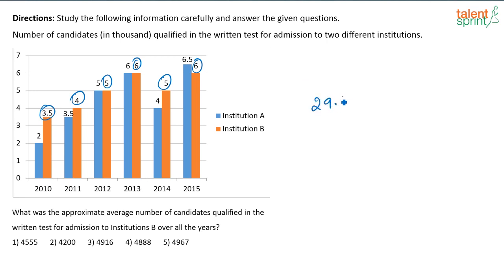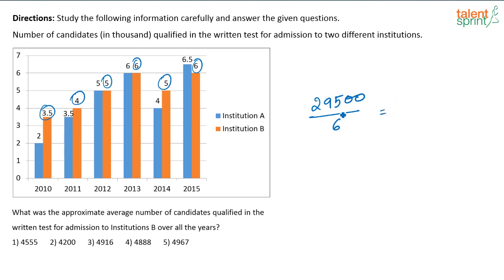So the total number of people who have cleared the test for institution B over all the years is 29.5. How many years are we considering? 1, 2, 3, 4, 5, 6 years. So what is the average number of candidates? 29.5 divided by 6. First of all, this 29.5 is in terms of thousands. So how many candidates are there? 29,500 divided by 6. So what is your answer?